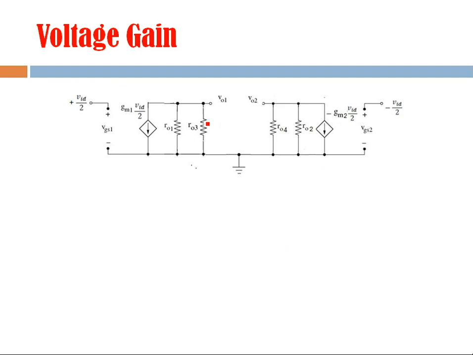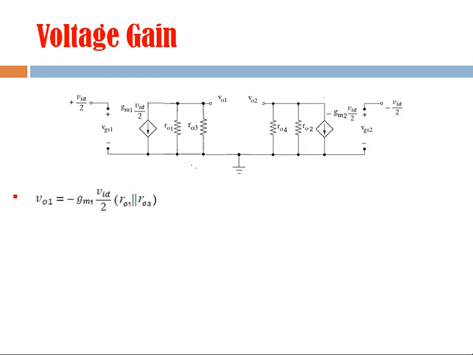So first we will find out how much is voltage here corresponding to this differential input signal. Then we will see how much is voltage here corresponding to this differential input signal. Then once we know this voltage and this voltage, we will find the difference of these two voltages, that will be differential output voltage. And if we divide this differential output voltage by differential input voltage, which is this difference of this, then we can find out the voltage gain.